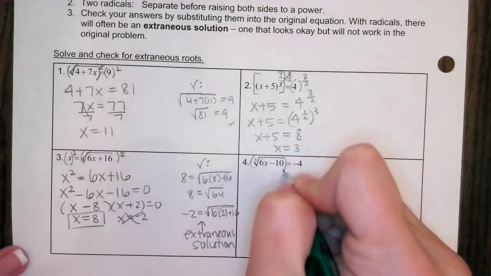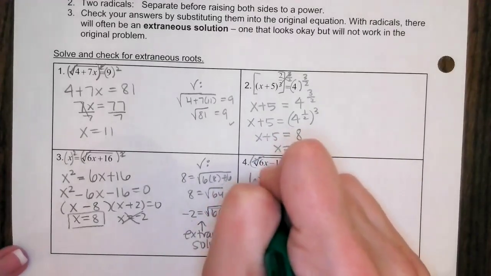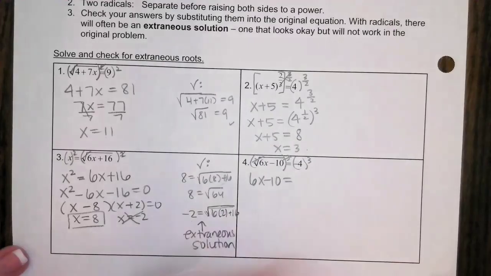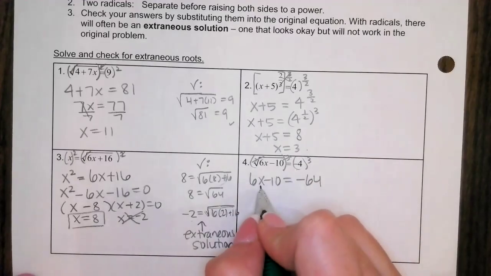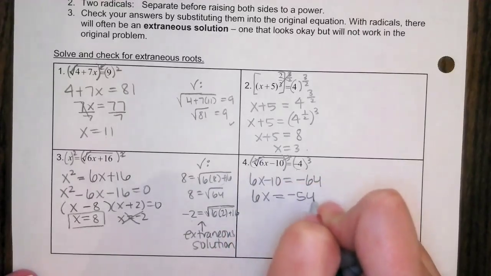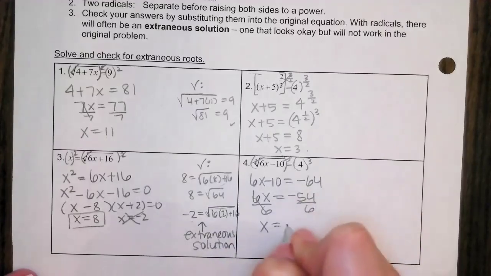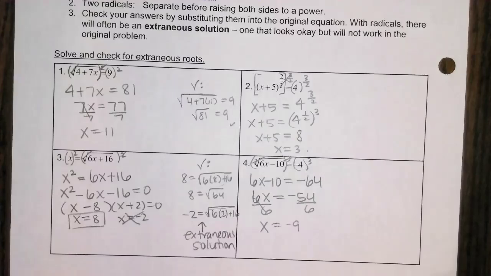So we're going to go ahead and cube both sides. And so the cube root and the cube cancel out, and we're left with 6x minus 10 is equal to negative 64. Negative 4 to the 3rd power is negative 4 times negative 4 times negative 4. Our goal is to get the x by itself, so I'm going to add that 10 to get it to the other side. And then we're going to divide by 6, and we get x is equal to negative 9.